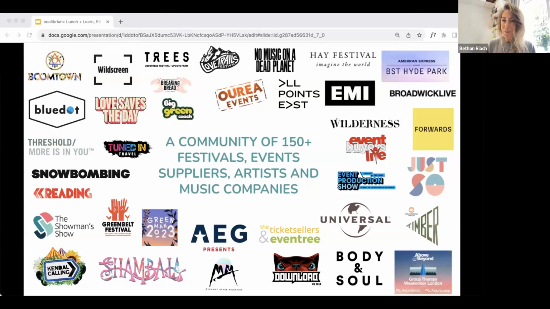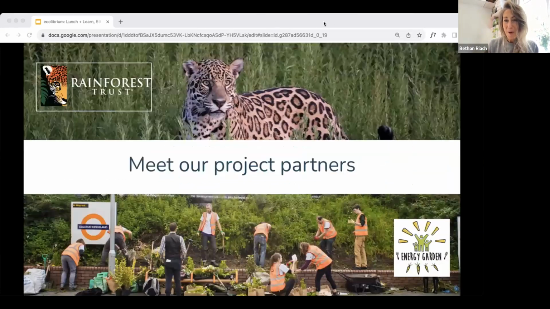So Tuned In Travel, Big Green Coach, you might have worked with them at your events, but they put on dedicated coaches to get people out of cars and into shared forms of transport. People like Electric Wheels, who provide electric powered buggies for your event sites. And You Smart Thing are our current partner. So they provide travel planning, which means that people can see the impact of their journey and choose a lower carbon route. So I'm now moving on to introducing some of our partners.